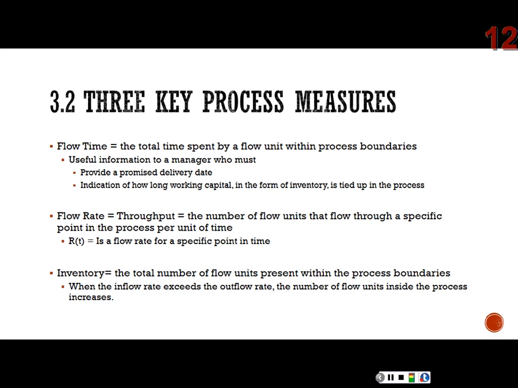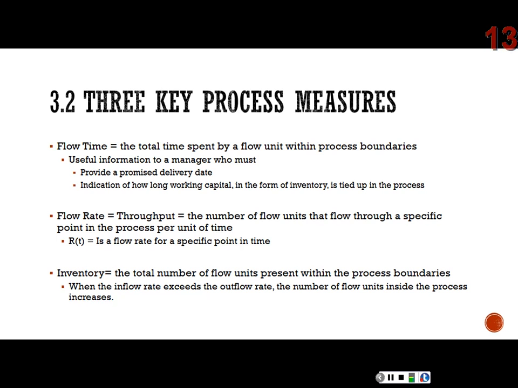So in terms of the 3 key process measures, again, flow time, throughput, and inventory. I tend to talk about flow time, throughput, and inventory instead of flow rate, which is the same thing as throughput, because I think it's less easy for you to confuse flow time and throughput than it is to confuse flow time and flow rate. But flow rate means the same thing, how many units per hour.